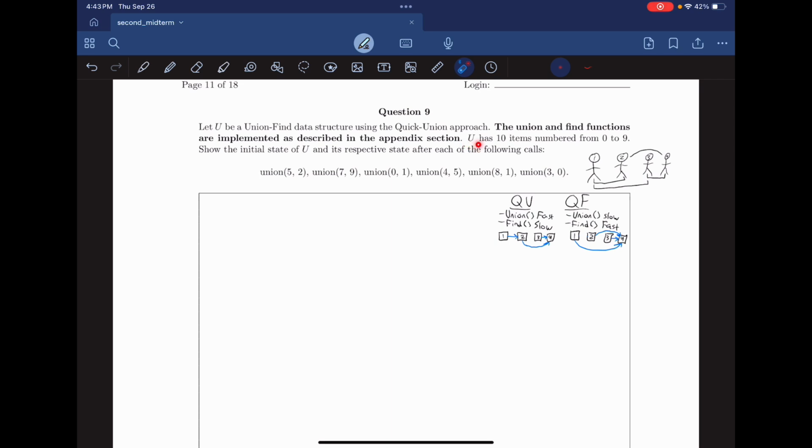Question goes on to say, U has 10 items numbered 0 through 9. Show the initial state of U and its respective state after the following calls, and then it gives several union calls.